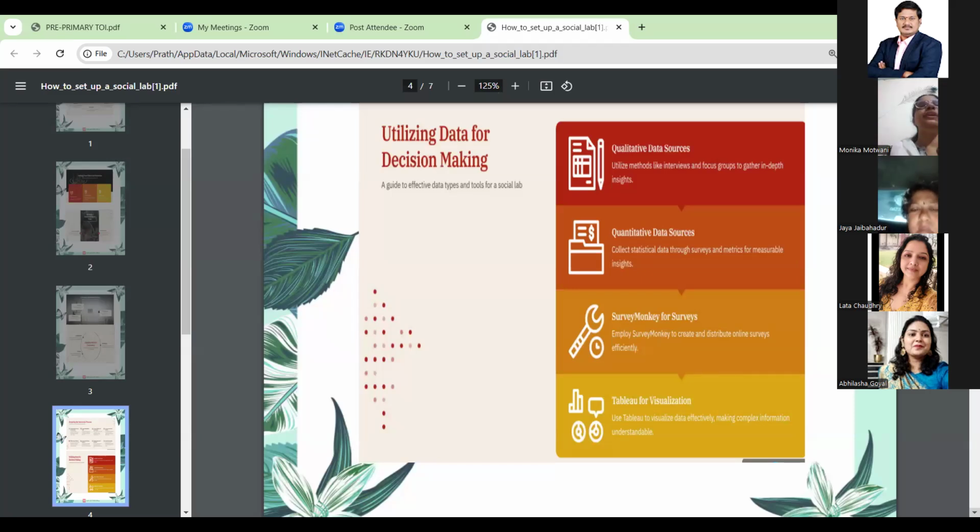Next comes quantitative data sources. It is not only the qualitative, but also statistical data through surveys and metrics for measurable insights. SurveyMonkey for sources. Employ SurveyMonkey to create and distribute online surveys efficiently. Tableau for visualization. Use Tableau to visualize data effectively, making complex information understandable.